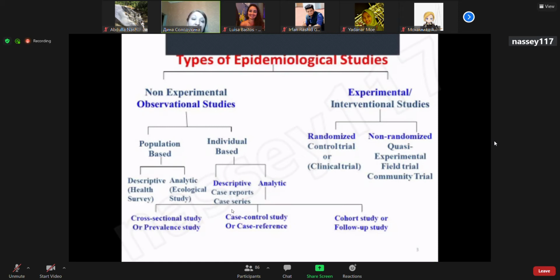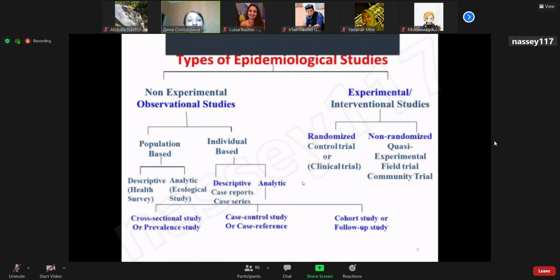If we have an analytical approach, but also in an individual-based study, it will be a limited case control study or case reference. If we use a population-based approach, we can study different parameters, both for descriptive purposes by surveys and ecological studies, or use an analytical approach and use cross-sectional, case control and cohort studies.